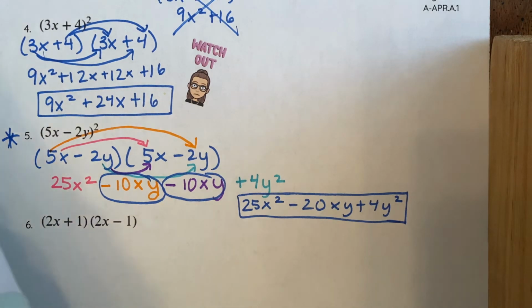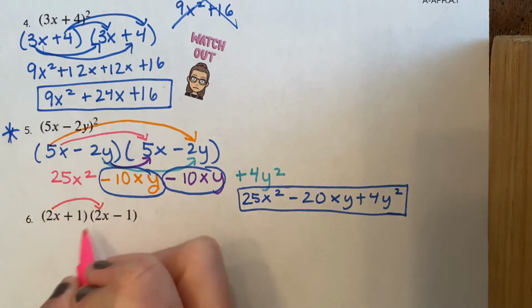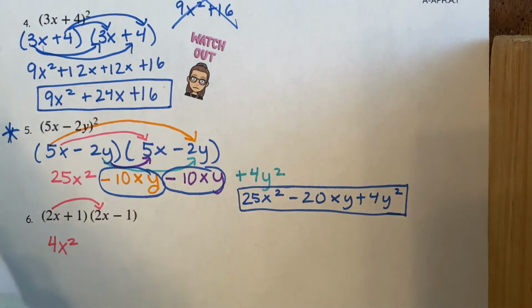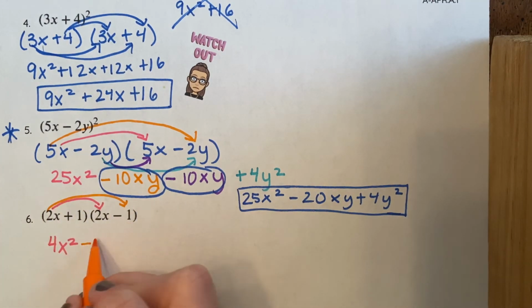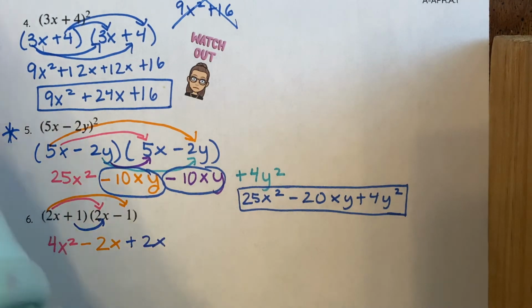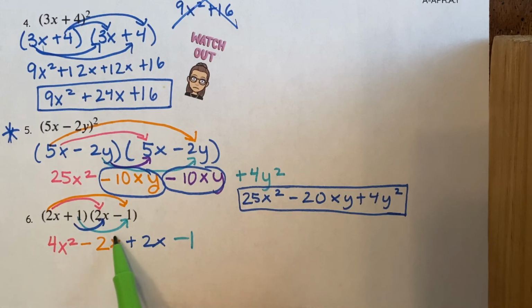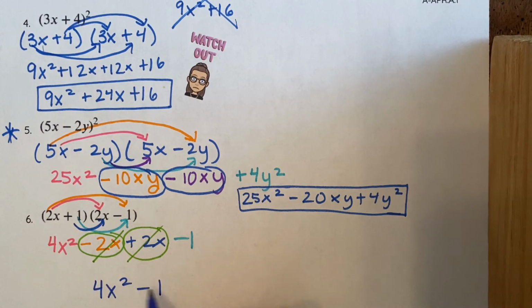And then the last one is like the ones from the first page. So I just multiply 2x times 2x would be 4x squared. Then I would have 2x times negative 1, negative 2x. And then I would have the inside, 1 times 2x would be plus 2x. And then the last 2, 1 times negative 1 is negative 1. What happens here, I'll use a different color. We have a negative 2x and a positive 2x. So these are going to cancel. So then the only thing we have left is a 4x squared minus 1. And that would be our answer for this problem. Okay.